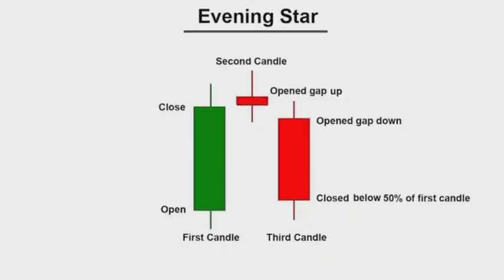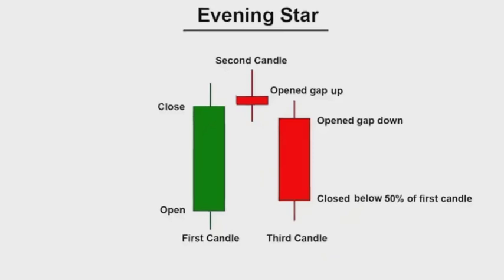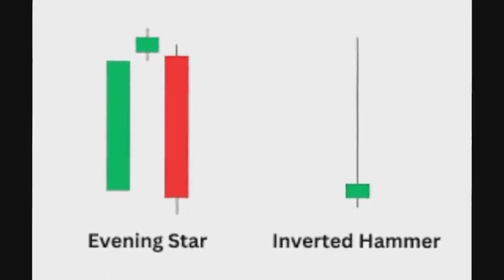The key features of this candlestick pattern are: the first candle is a large bullish green candle indicating strong buying pressure, while the second candle is a small-bodied candle often resembling a doji or a spinning top. This candle shows indecision in the market and could gap up from the first candle. The third candle is a large bearish candle that closes well into the body of the first bullish candle, and this confirms the reversal.